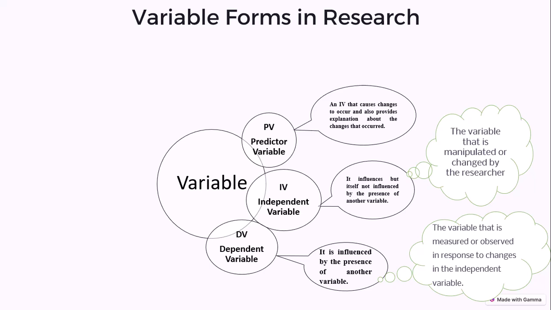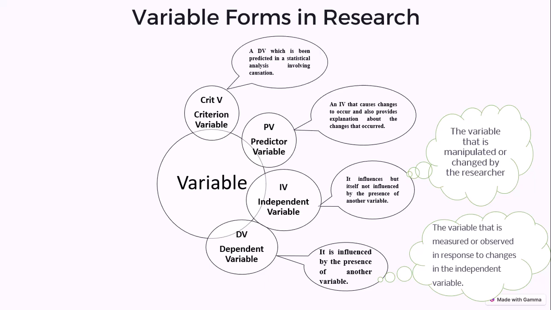We also have the predictor variable, which is a kind of independent variable that causes changes and also provides explanation about the changes that occurred. Then we have the criterion variable, which is also the response variable. This variable is the one being predicted by the predictor. It appears in the form of a dependent variable, which is predicted in a statistical analysis that involves causation.